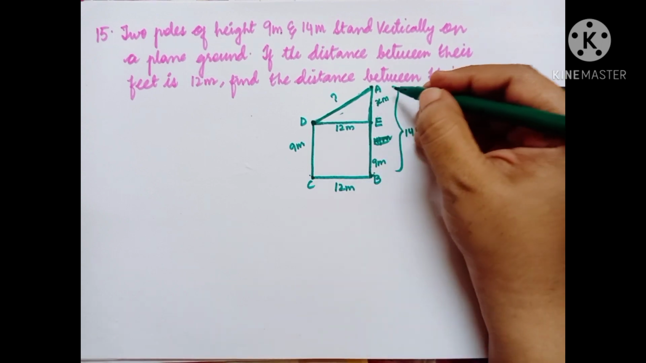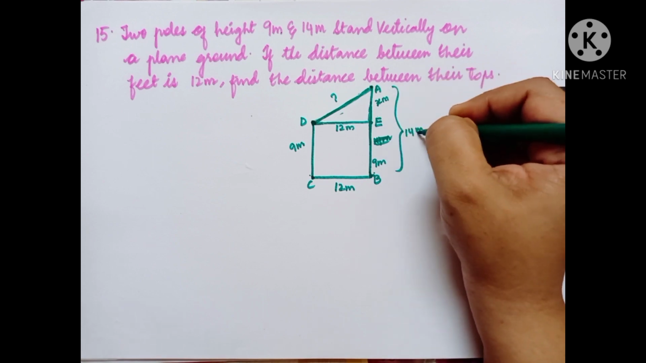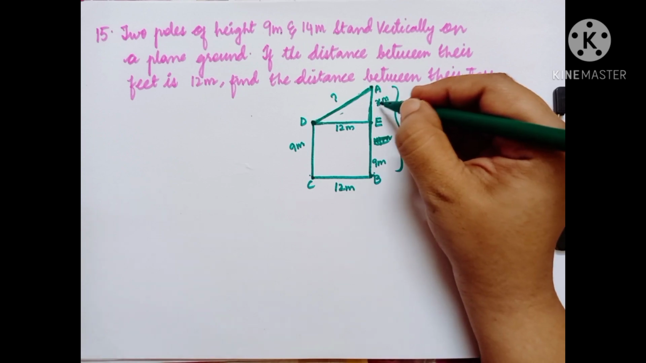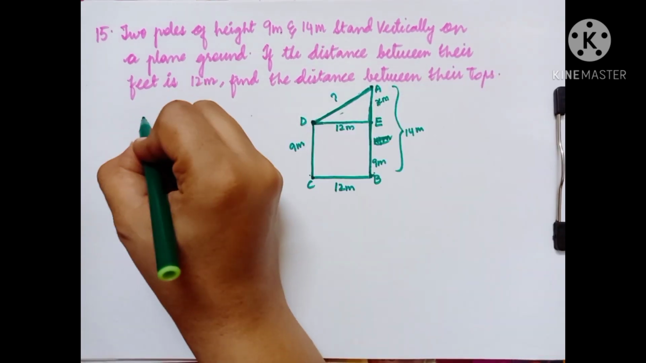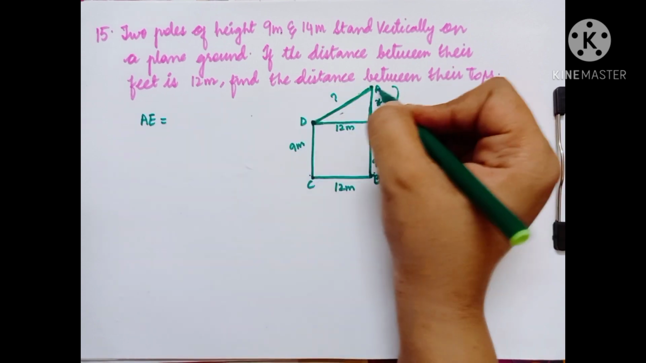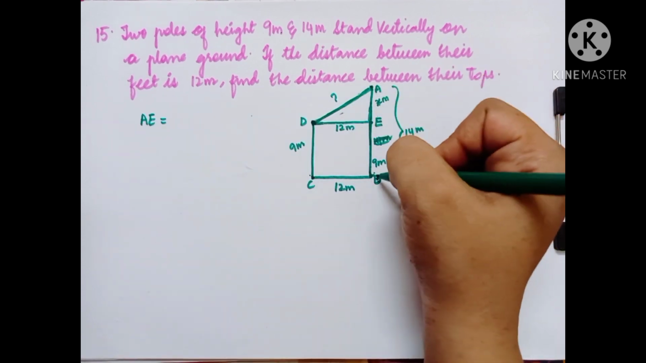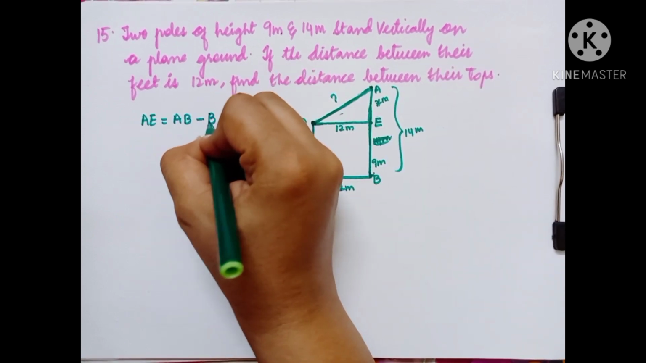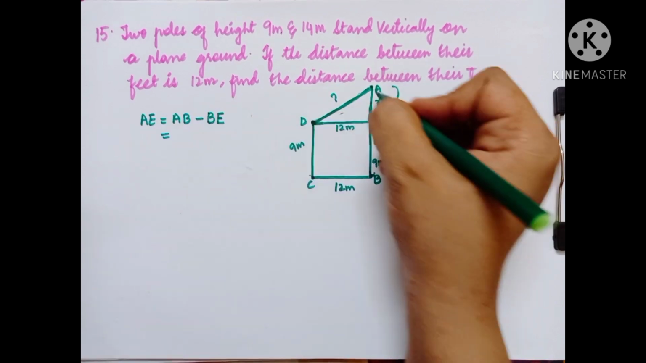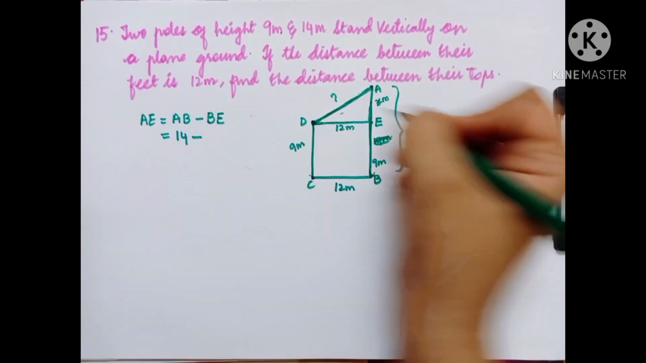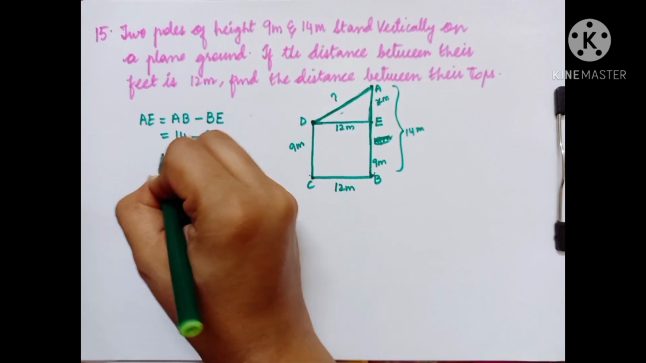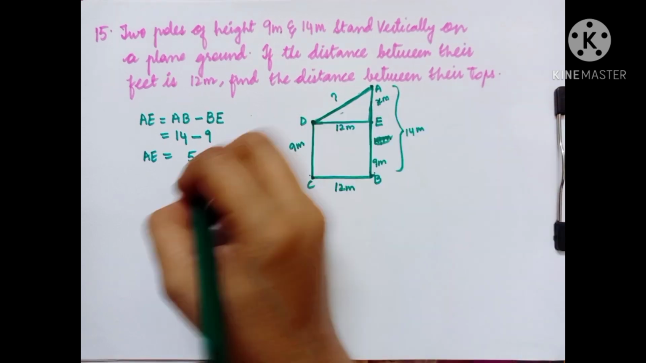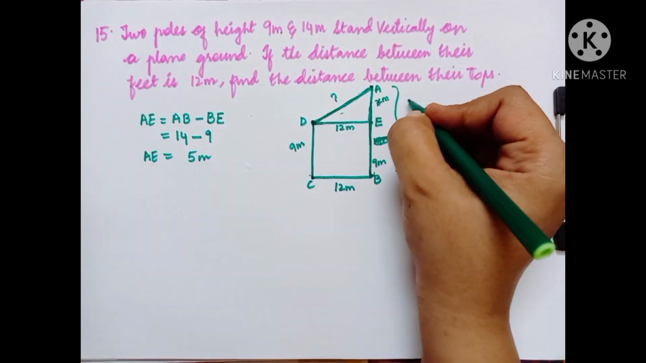So X meter, now this whole complete is 14 meter. From 14 meter if you subtract this 9 meter, then only you will get this part, right? So first of all you can write AE. How are we finding AE? From AB we are subtract EB. So AB minus BE. AB full part is nothing but 14 meter minus BE. BE is 9 meters. 14 minus 9 will give you 5 meters. So your AE is nothing but 5 meter. Now you got this as 5 meter.